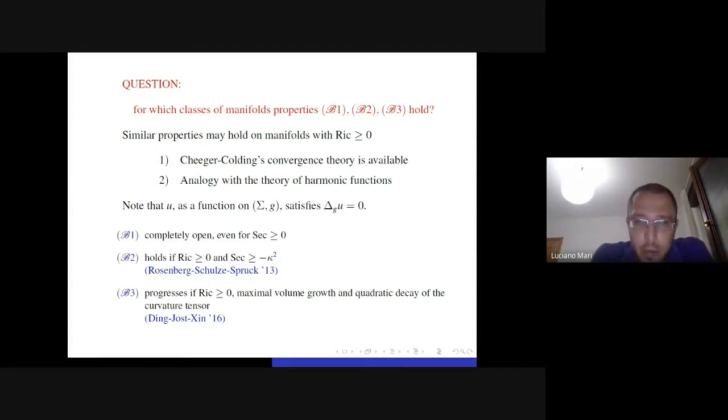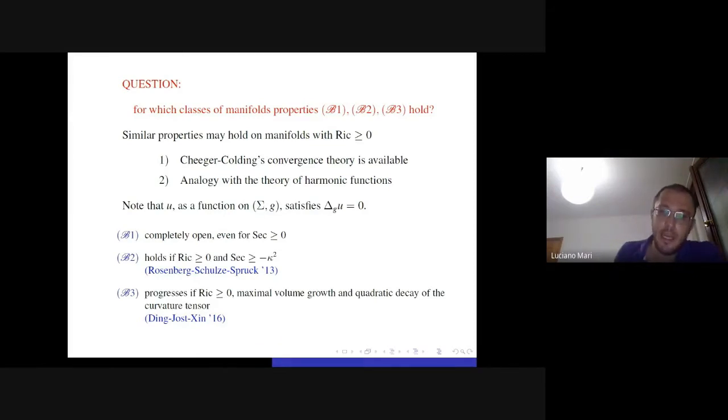But in general, the problem is completely open. Property Bernstein 2 holds if Ricci is non-negative, but under a further assumption on the sectional curvature, and is due to Rosenberg-Schulz's proof in '83. And this is what we wanted to talk about in this talk.